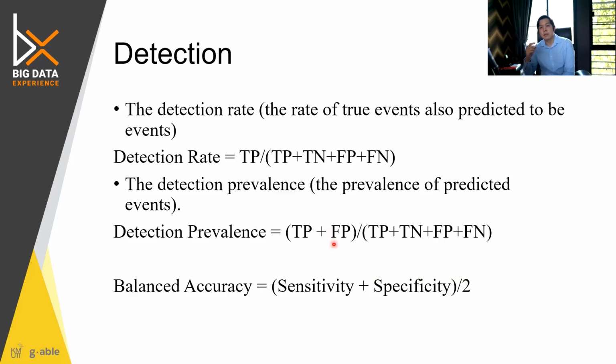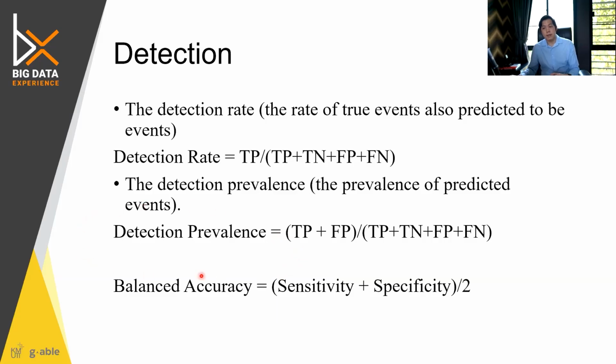Detection prevalence comes from the true positive plus false positive, right? It means the probability that, from the whole cases in classification here, how many the model classifies as positive. So I will repeat it again. From the whole data set, from the whole cases, what is the percentage, the proportion, of the cases that the model says should be positive. Okay, so this is the detection prevalence.